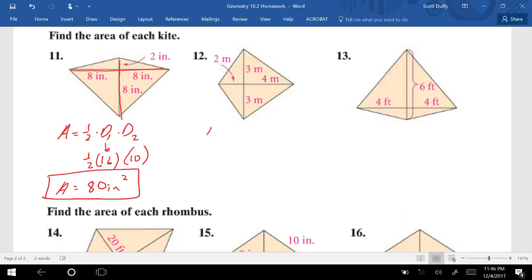Number 12. 1/2 times diagonal 1, we'll say going side to side, that would be 2 and 4 would be 6. And then times diagonal 2, which would be 3 and 3 would also be 6. So 1/2 times 6 times 6 is 18 square meters.